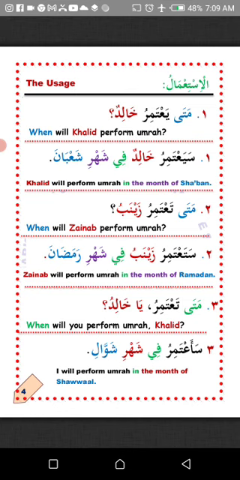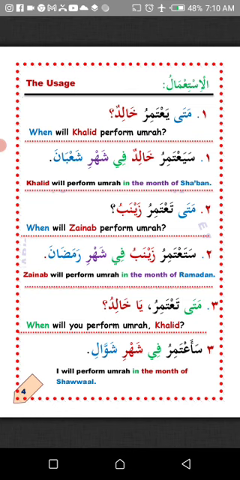Al-isti'mal, now the usage. Wahid, number one. Mata ya'tamiru Khalid? When will Khalid perform umrah? I repeat. Mata ya'tamiru Khalid? When will Khalid perform umrah?